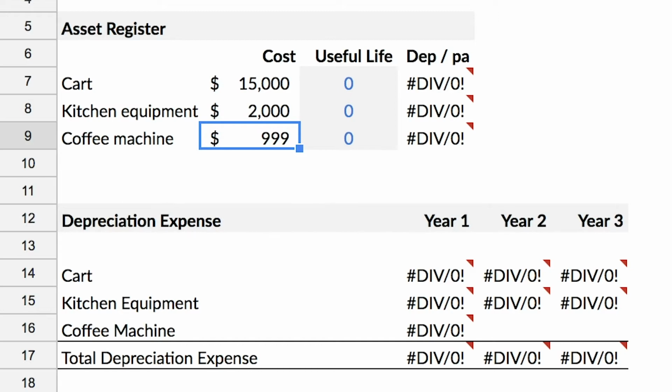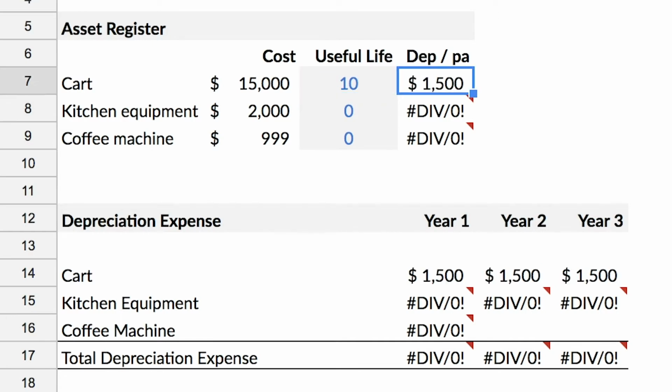Now, the way to think about depreciation, as we've discussed before, is what's the actual useful life of that asset, and what's the value you're getting from that asset each year. So let's assume the cart will last us 10 years. Make that useful life 10. So what this formula is doing is taking the $15,000 and dividing by 10 years to get a depreciation expense item per annum. So that's $1,500 per annum.